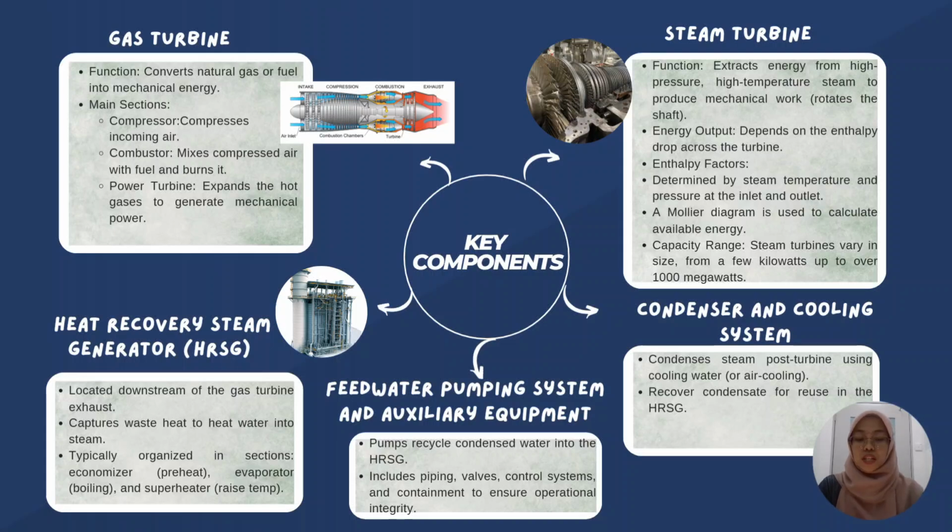Finally, we have the feed water pumping system and auxiliary equipment. This system recycles the condensed water and sends it back to the HRSG. It also includes various support systems such as piping, valves, control systems, and containment structures to ensure smooth and safe plant operation. So, together, these components form an integrated system where waste heat is never wasted.